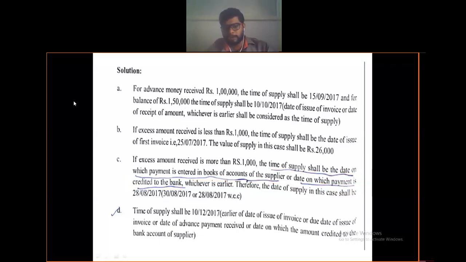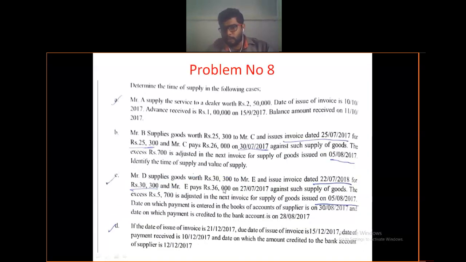Read the question carefully. Here excess amount is more than 1000, so this date 22nd 7 2018 we are not considering. That is the rule. If the excess amount is more than 1000, you have to compare only two things. What do you have to compare? You have to compare the date on which payment is entered into the books of account plus the date on which payment is credited to the bank account.